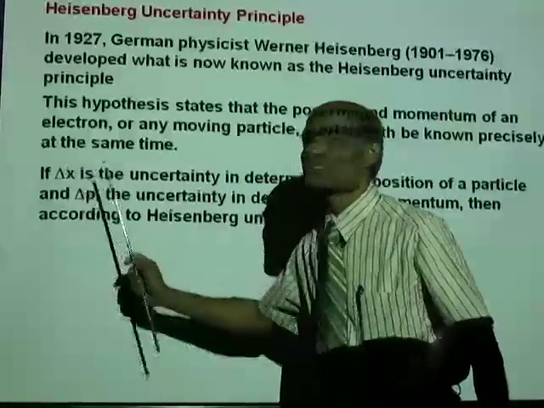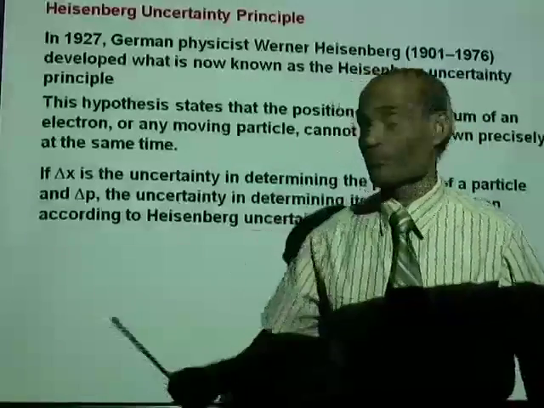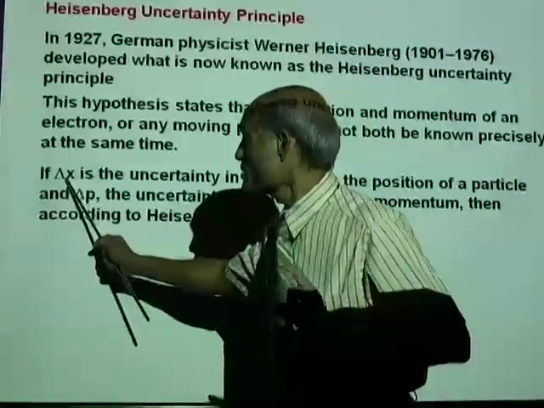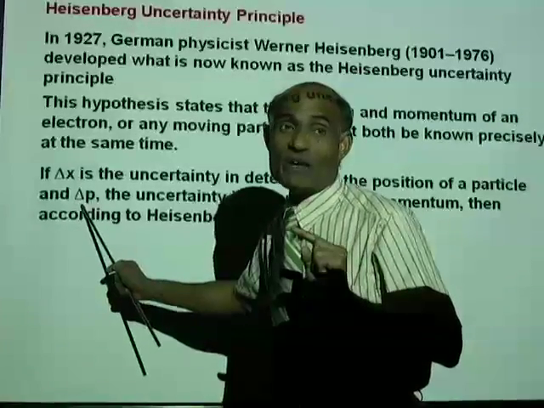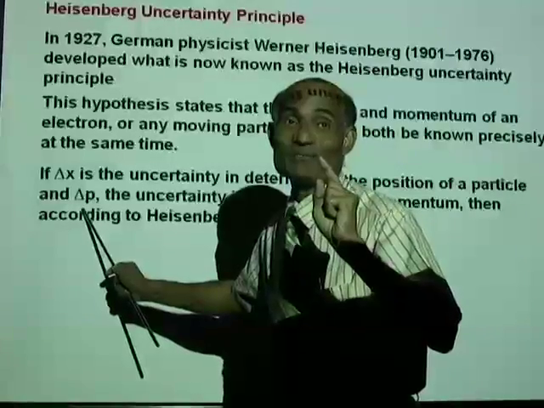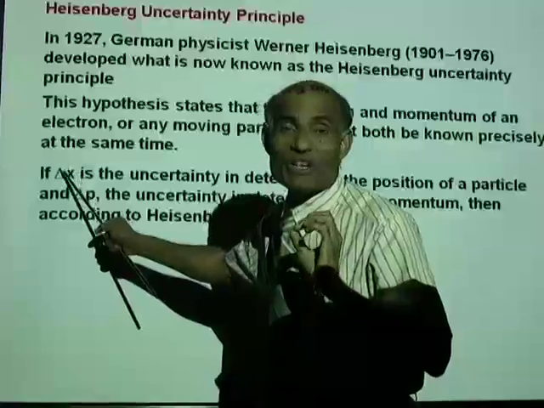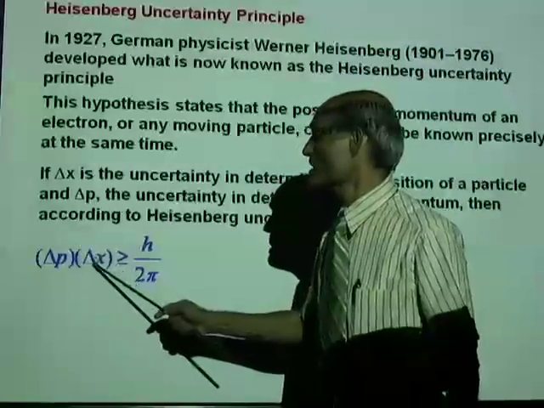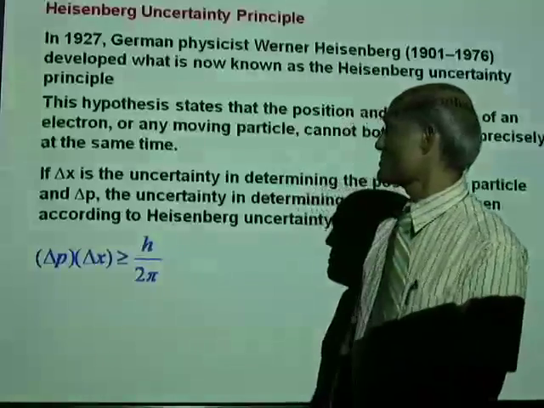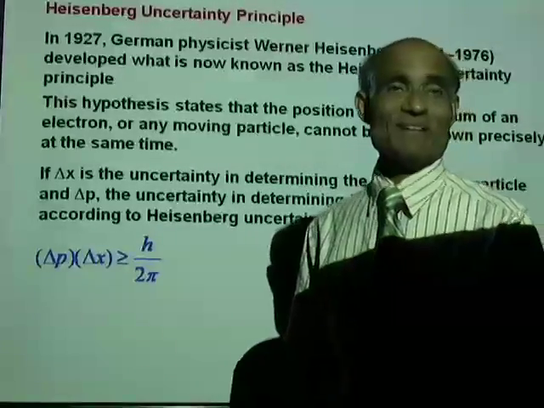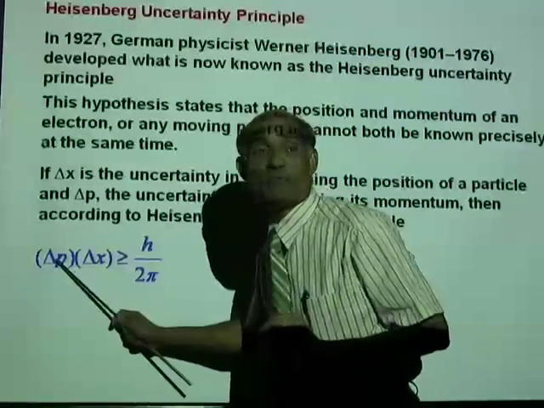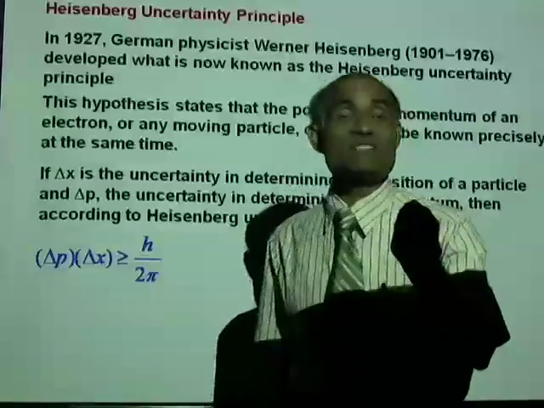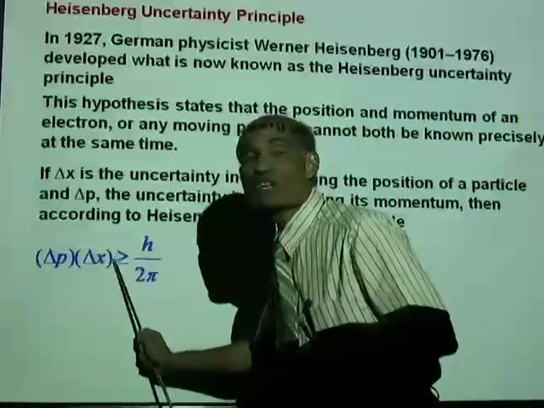We're going to use delta x to represent the uncertainty in determining the position, and delta p the uncertainty of momentum. That means if I can determine the position precisely, then the uncertainty in the momentum will be very large. If I can determine delta p precisely, then the uncertainty in the position will be very large. And Heisenberg expressed this as an equation like this: delta p times delta x is greater than or equal to h over 2 pi. Now that means the minimum value of delta p times delta x equals h over 2 pi. So if I ask you to find the minimum uncertainty, I can change this inequality to an equation.